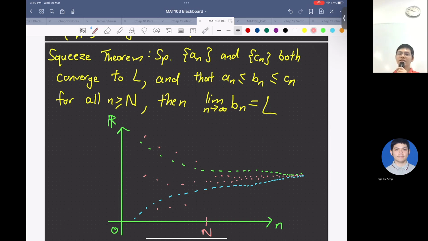So this is a proof by picture. Actually, you can write a formal proof for this, but this one is a proof by picture. After an n, everything stays inside this region here, and it won't go outside the region. This is the most important part to show that the limit of bn is actually L as well, because it doesn't go outside the range.